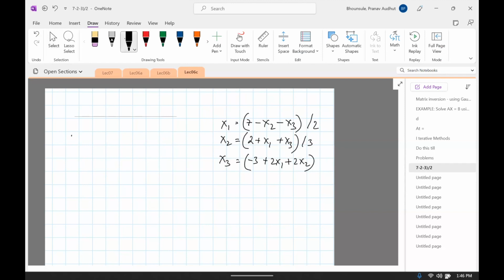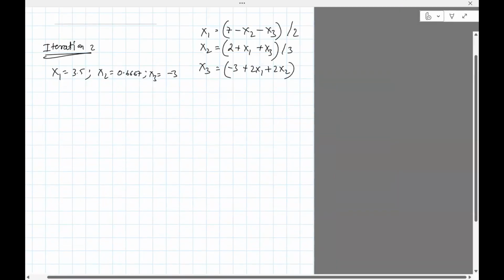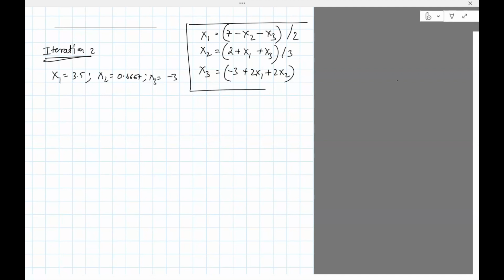Yeah, so what was that? The solution to x1, let's go to iteration 2. The solution from iteration 1 was x1 equals 3.5, x2 equals 0.6667, and x3 equals minus 3. Okay, so with this, in this corner, it's easier to check that. Let's sub in the values.